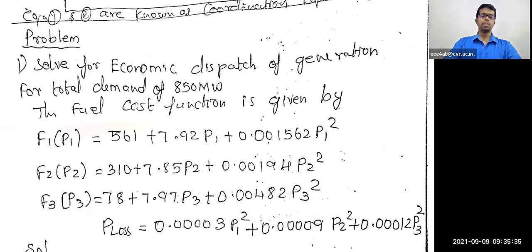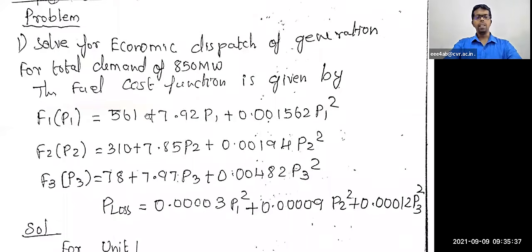Next, the fuel cost function of unit number 3, that is generating unit 3, is 78 plus 7.97 P3 plus 0.00482 P3 square.